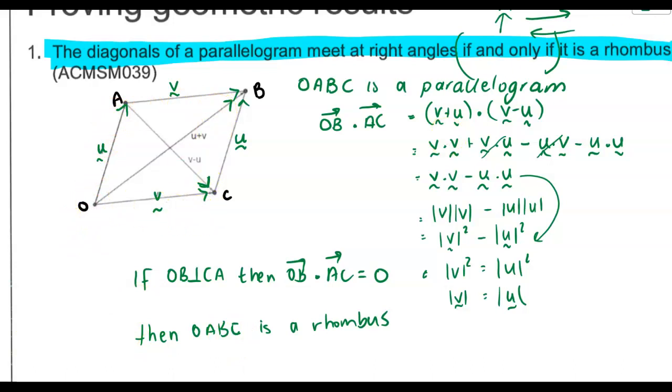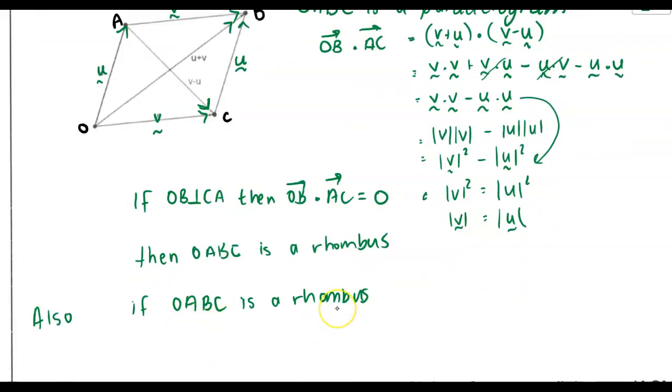But going the other way, if OABC is a rhombus, and we know the properties of a rhombus, the opposite sides are going to be equal in length and parallel, then we would say that the magnitude of U would be equal to the magnitude of V. Therefore, we would say that OB is going to have a dot product with CA of 0. So we could say, therefore, that they are perpendicular. So the proof works both ways.